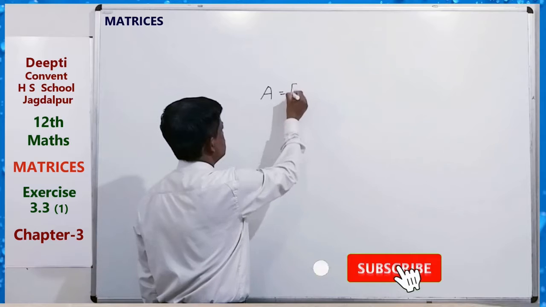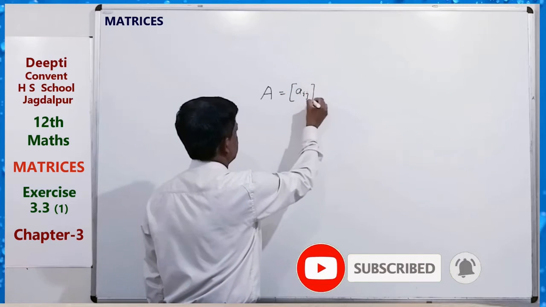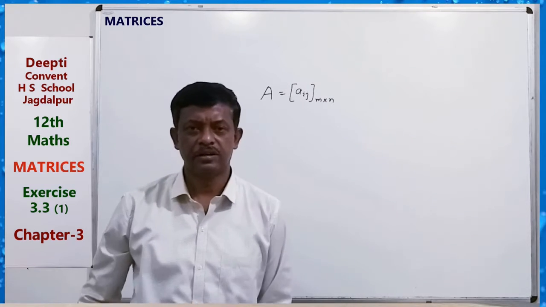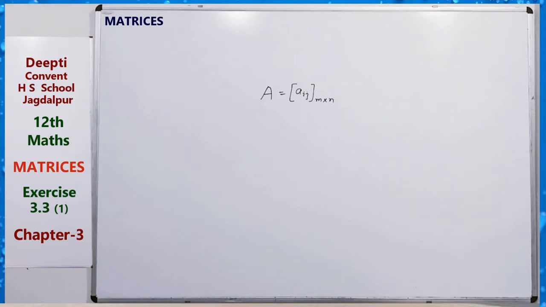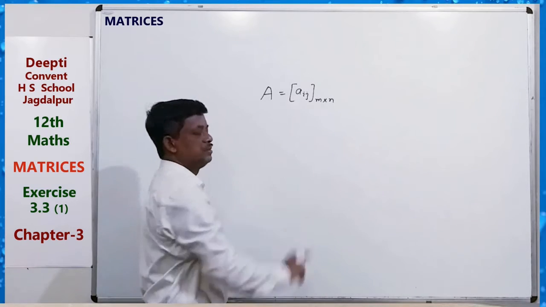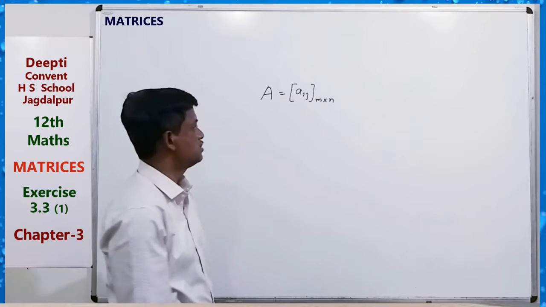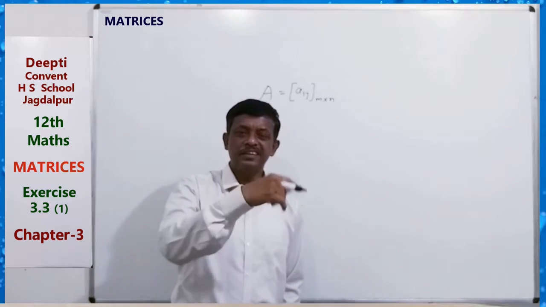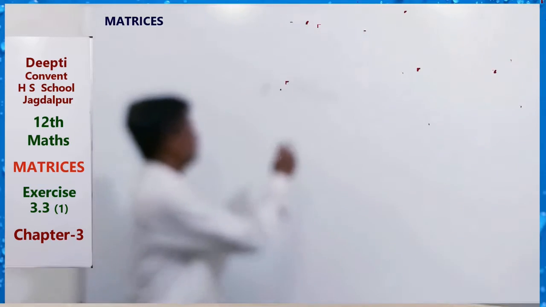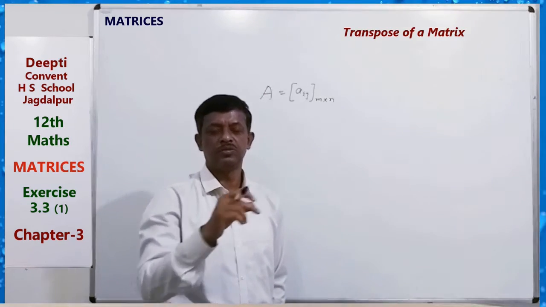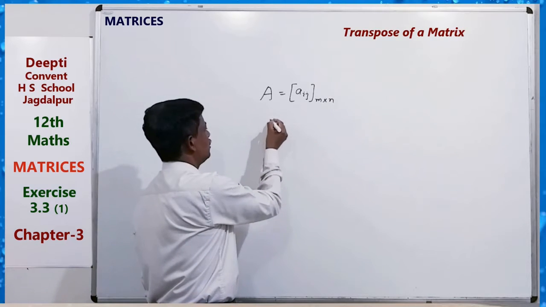Very simple process is this. Suppose this is an m by n matrix in general notation. Ith row, jth column, that is, m rows and n columns are in this matrix. A, m by n matrix. Then the transpose of the matrix can be obtained by interchanging row and column. This is for row, this is for column. Just interchanging row to column, column to row, then we can get the transpose.